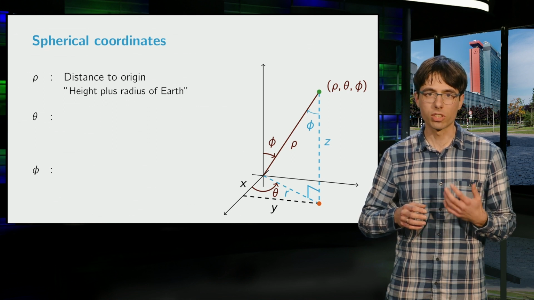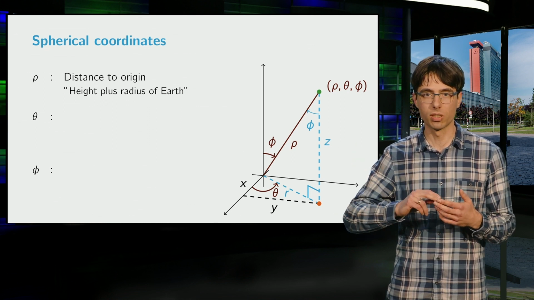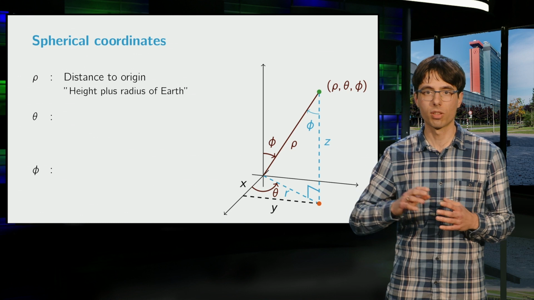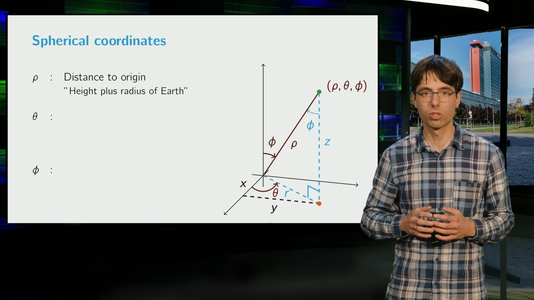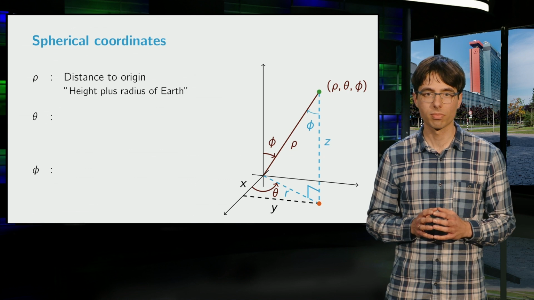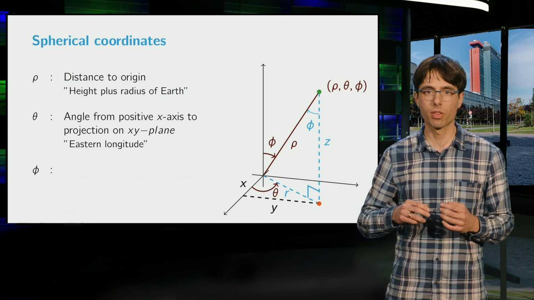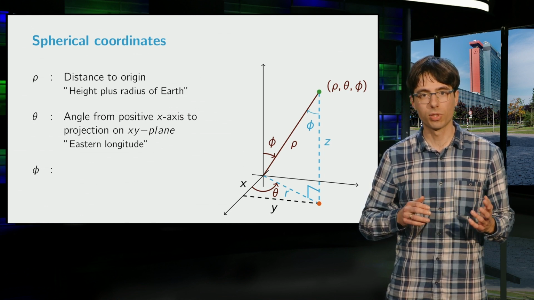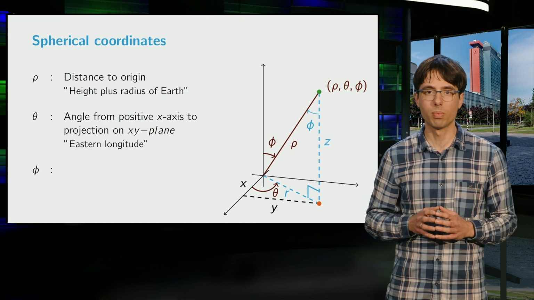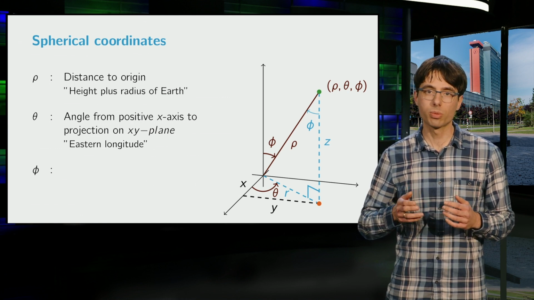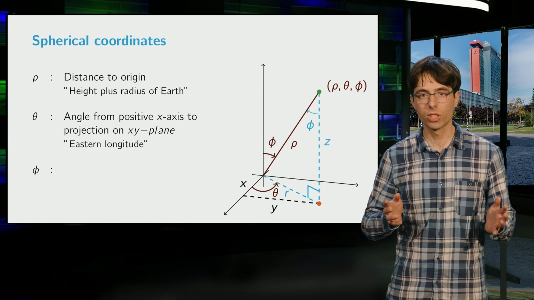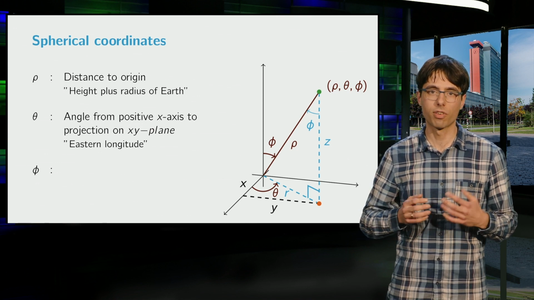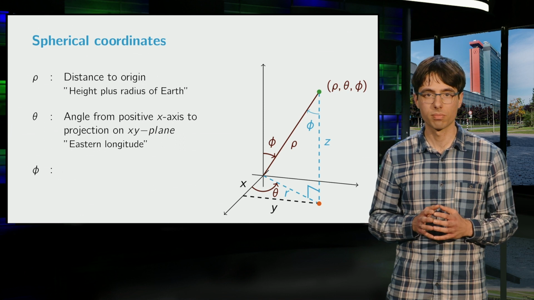In fact, rho is defined as the distance of the point to the origin. In the case of the Earth, that would correspond to measuring the height plus the radius of the Earth, which in a general setting is a more logical choice than measuring just the height. You're already familiar with the variable theta from cylindrical coordinates, as it measures the angle between the positive x-axis and the projection of the point onto the xy plane. On Earth, theta corresponds to eastern longitude. Of course, we measure theta in radians instead of degrees, and we use a plus or minus sign for our angle instead of using east and west.